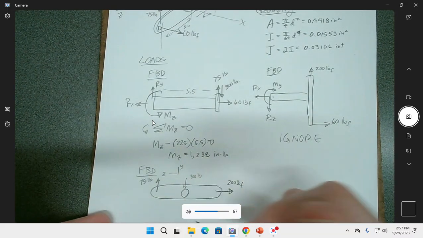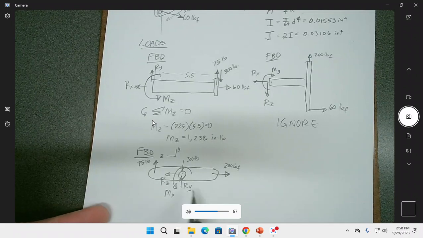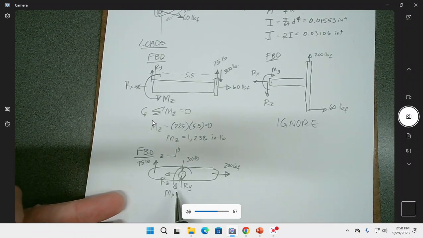In terms of reactions, we will have an upwards reaction to the 300, and that's going to be RY. We'd also have a reaction coming this way, which would be the RZ. And then this is the only guy that creates a moment, because the 300 is going through the center, the 200 is going through the center, so 75 is going clockwise. So we will go counterclockwise, and that's going to be MX. And MX is actually going to be equal to the torque.